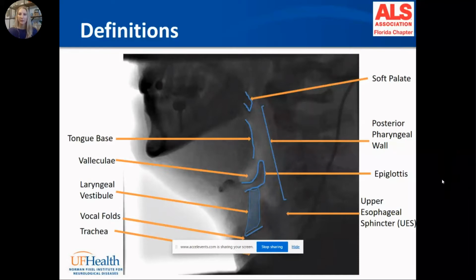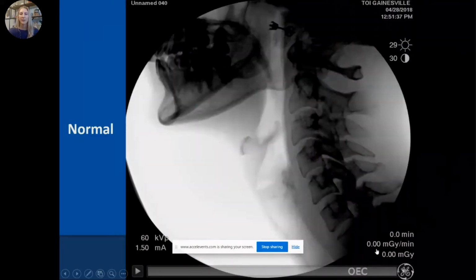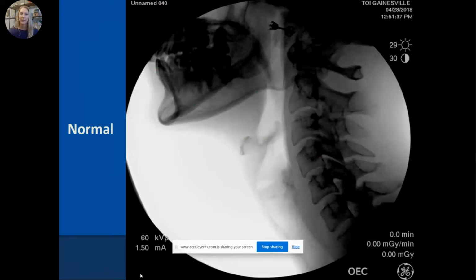And that's where we want all the food and liquid to go down into, through the upper esophageal sphincter and into. So this is a modified barium swallow study. This is actually me swallowing different consistencies of barium contrast, so you can see some of the same structures that I just went over.